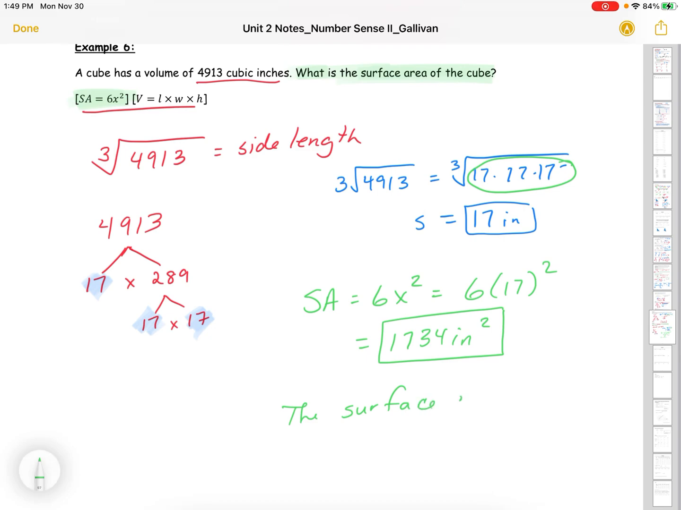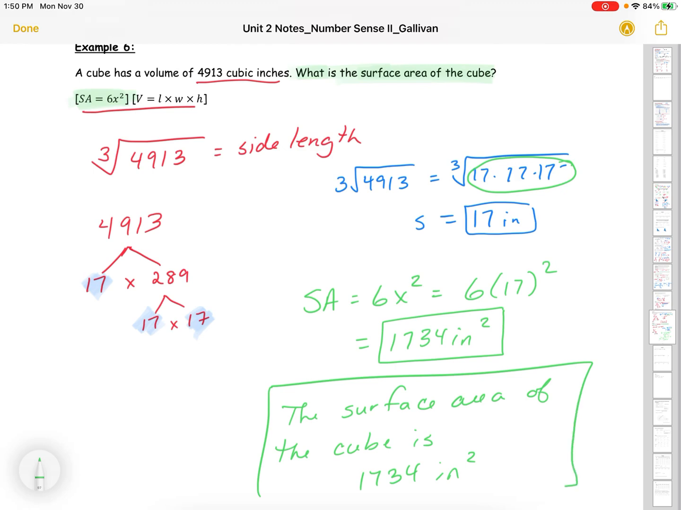The surface area of the cube is 1734 inches squared. Okay, remember we like to have a sentence with word problems. So, I mean, it's the same process. The only difference is when it's a cubed root, you're looking for groups of 3 factors, whereas when it's a square root, you're looking for pairs of factors. Okay, so same procedure. It's going to take a bit of time.